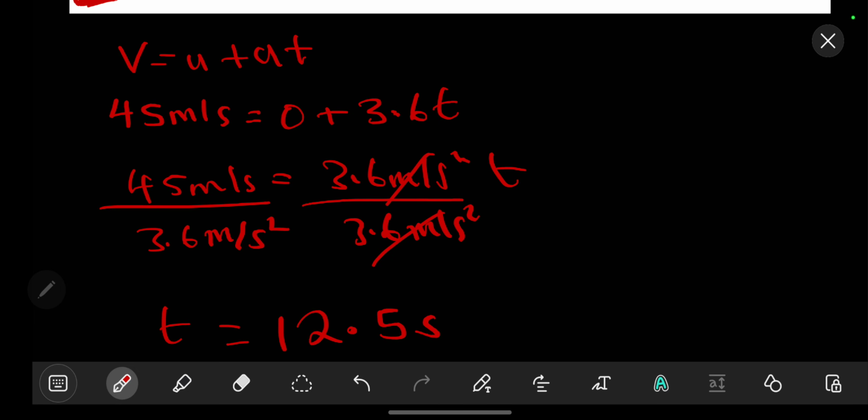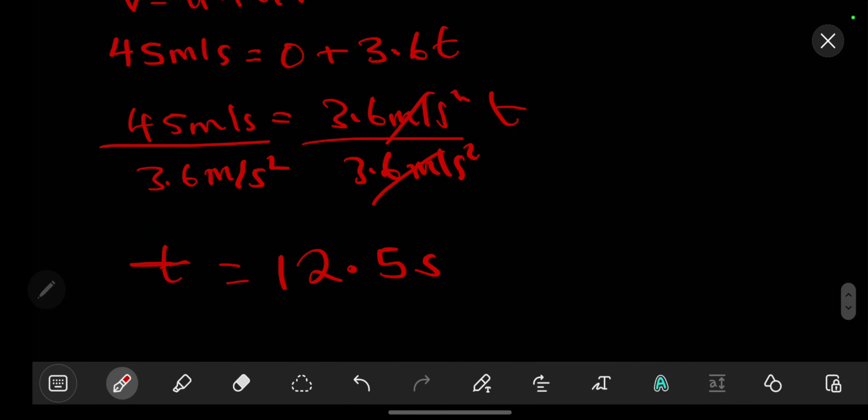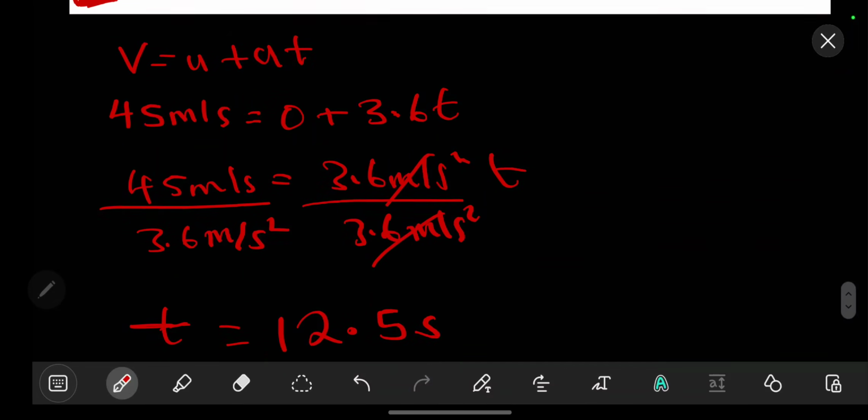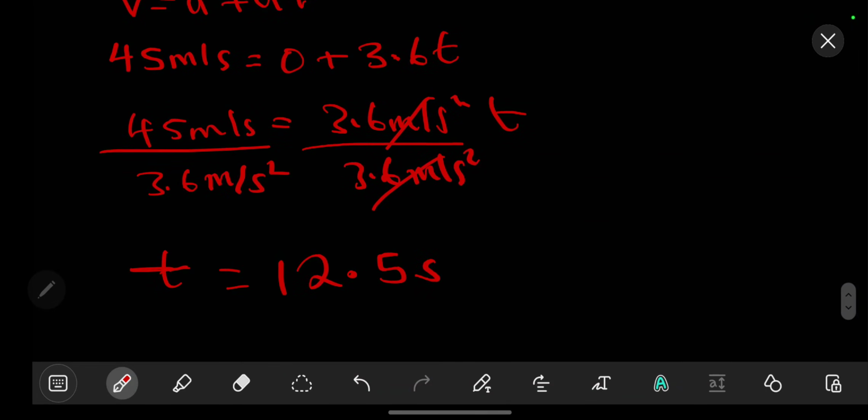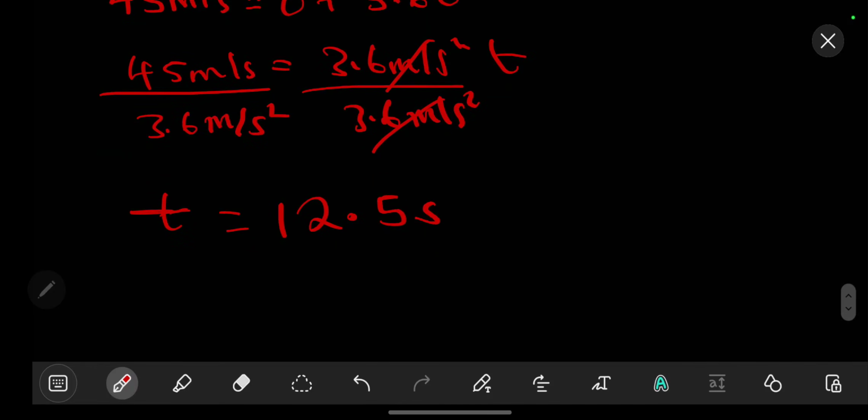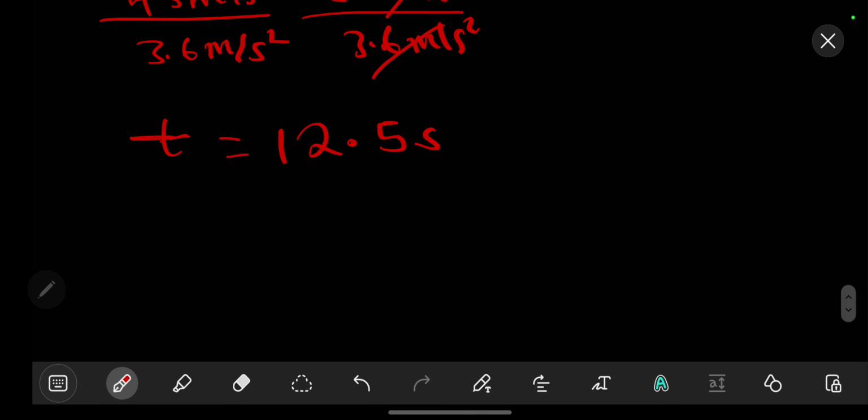So if it takes 12.5 seconds to reach this speed, let us now find the distance. After finding the time, you have to find the distance he will move. So to find the distance, we are going to say our s should be equal to ut plus half at squared.